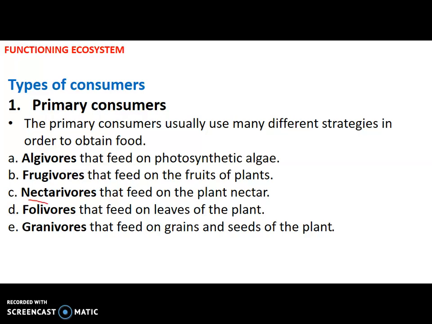Now we have the folivores, the ones that feed on leaves of plants. A caterpillar is a typical example of such an animal. We have the granivores. The granivores are the ones that feed on grains. Weevils are examples of granivores.